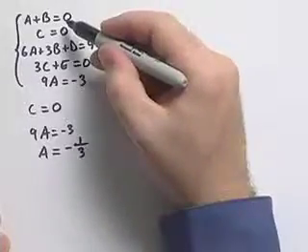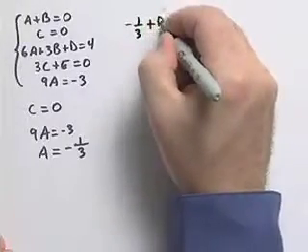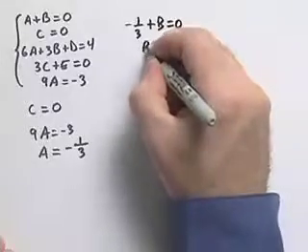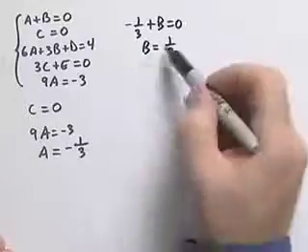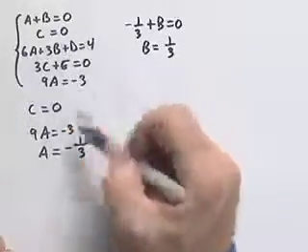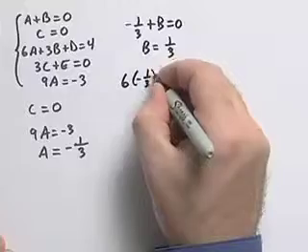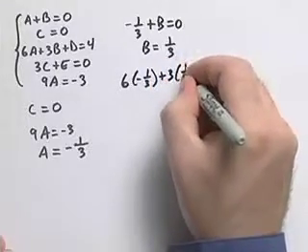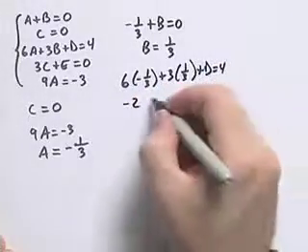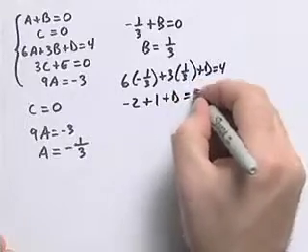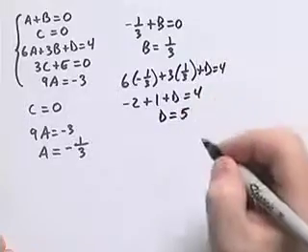Since we know what a is, we can plug that into our first equation to solve for b. So we're going to get negative 1/3 plus b equals 0. That tells us that b has to equal positive 1/3. And now we know a and b, so we can plug both of those values into our third equation to find out what d is. So we'll have 6 times negative 1/3 plus 3 times 1/3 plus d equals 4. Here we'll get negative 2 plus 1 plus d equals 4. So it'll give us a negative 1. If we bring that over, d is equal to 5.